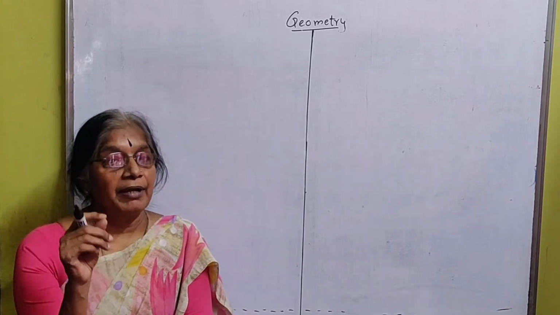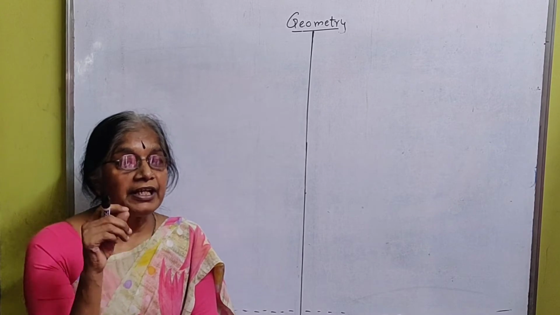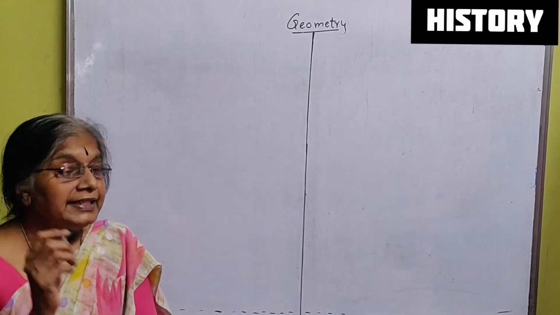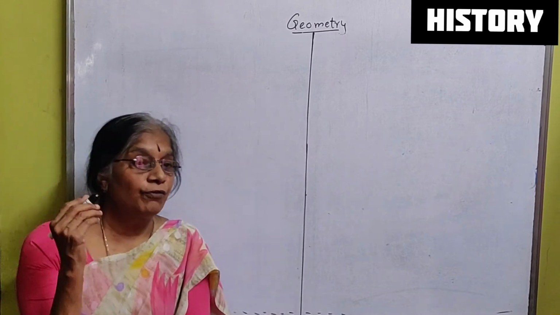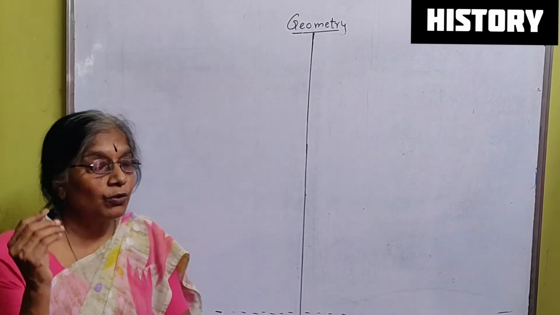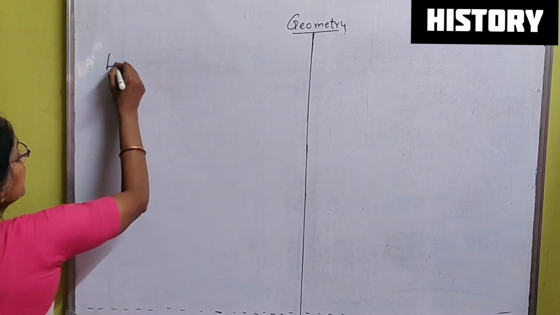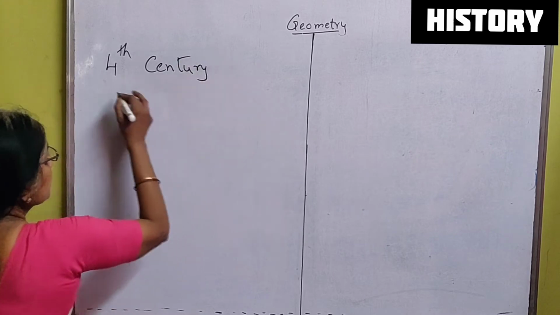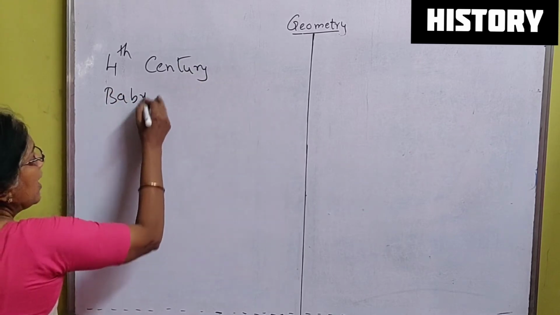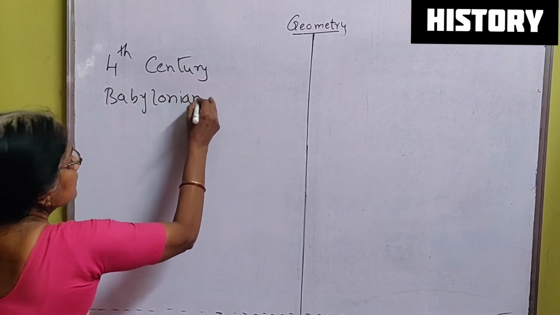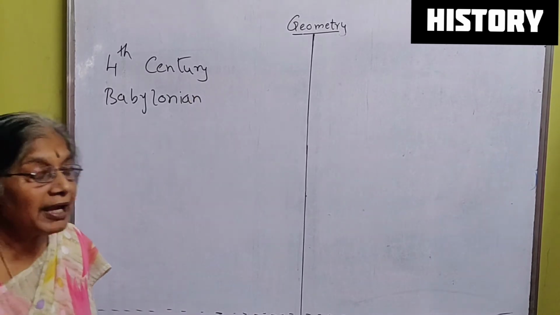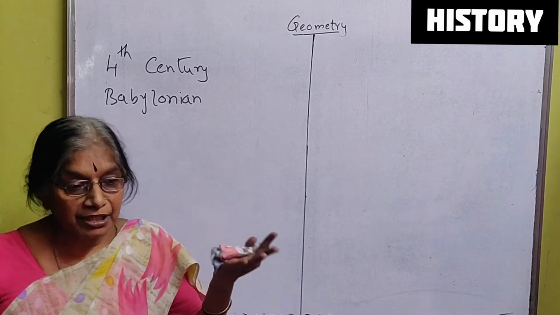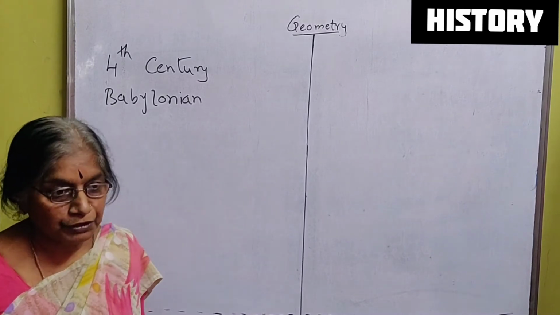Before we study Pythagoras Theorem, there is a history regarding how this theorem was invented. Its history goes way back to the 4th century, the Babylonian civilization. By that time, the people knew about numbers. You know what the number system is? Numbers are there: 1, 2, 3, 4. These were the numbers which we knew.